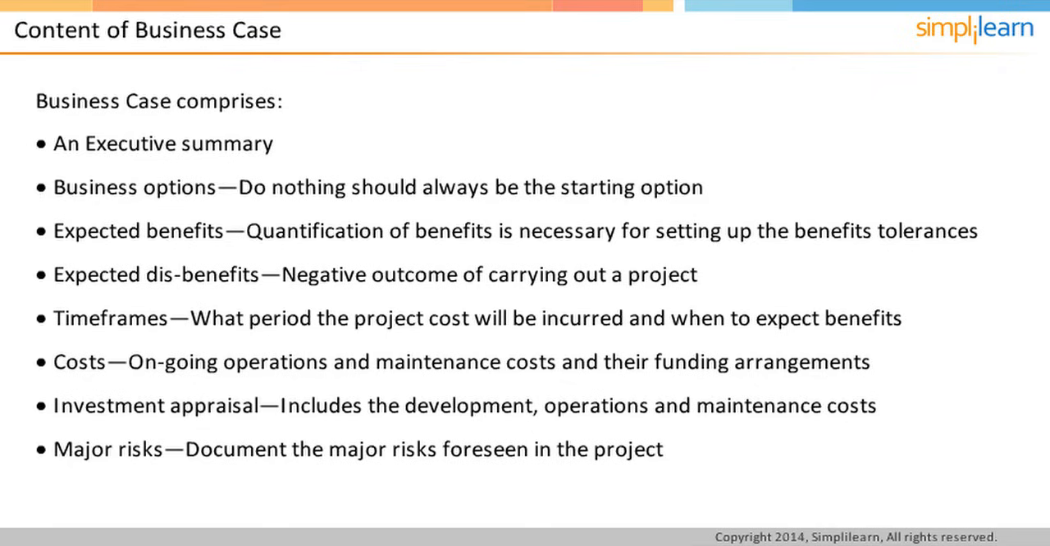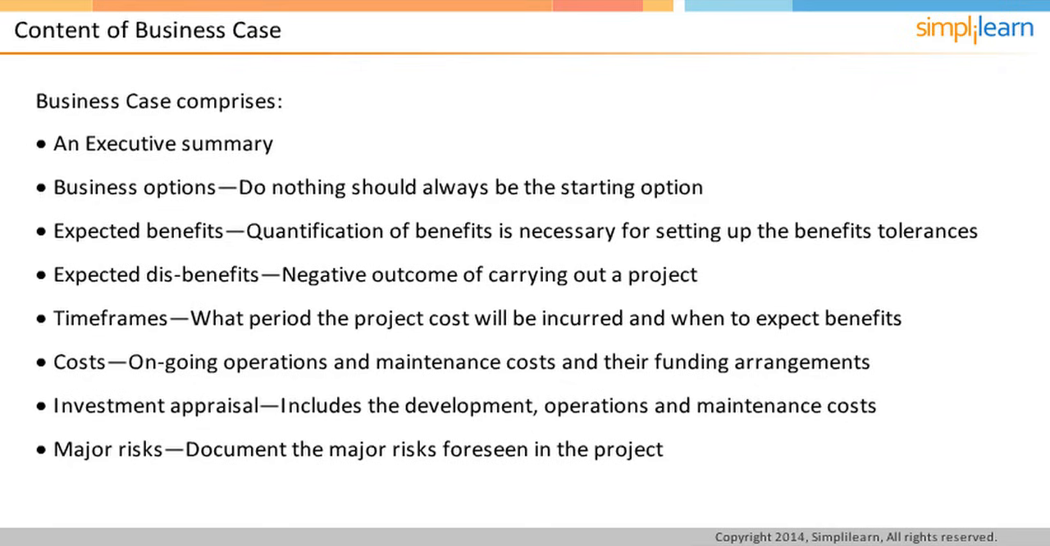There could be some negative outcomes of carrying out a project. For example, when the organization decides to implement a new sales information system, the staff needs to undergo 2 days of extensive training, and hence there will be a delay in activities that they were supposed to do on those training days. Such negative outcomes are documented under the Expected Disbenefits section in the business case document.